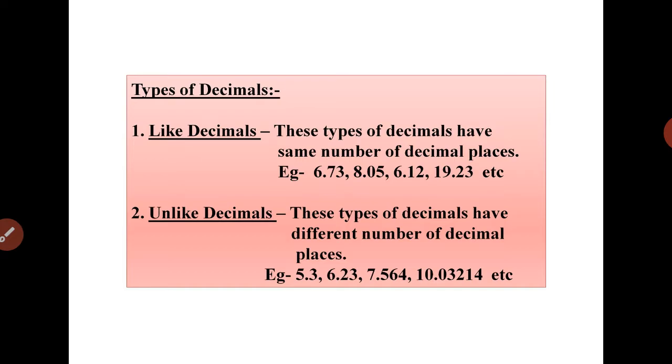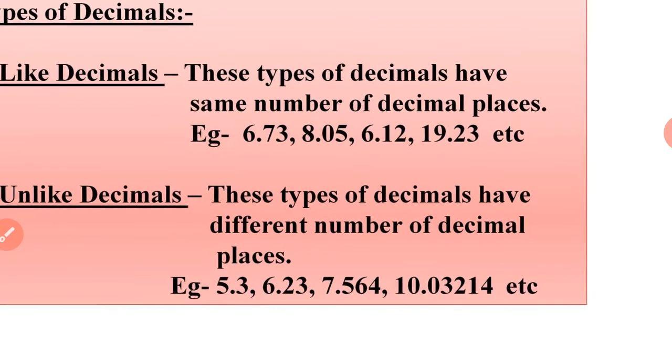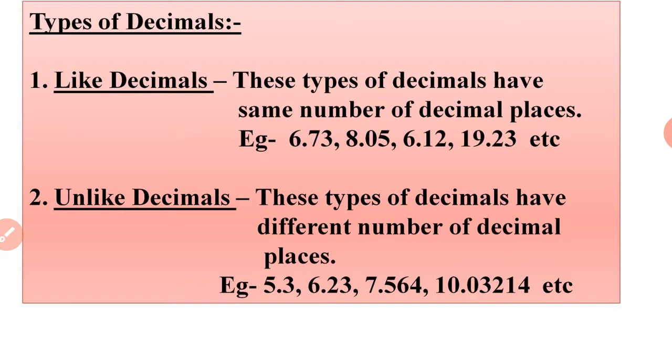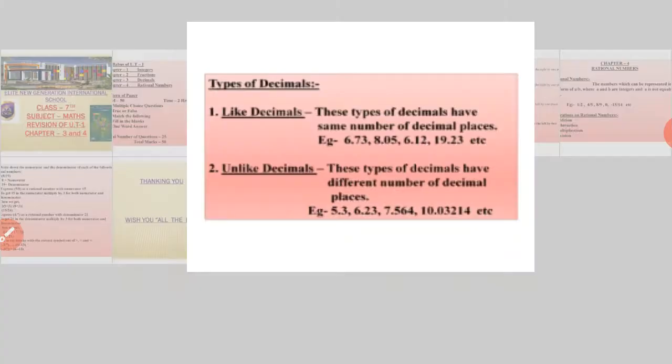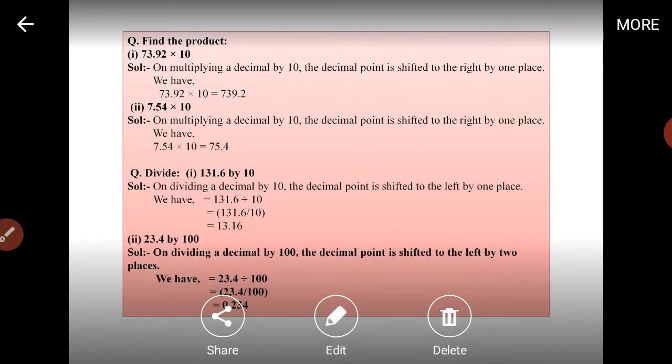And unlike decimals have different numbers of decimal places. For example 5.3, 6.23, 7.564, 10.032, 14, etc. So in this way you can differentiate between like decimals and unlike decimals. So after this, look here, now we can see the question.